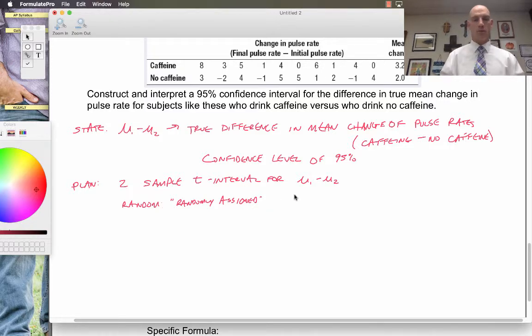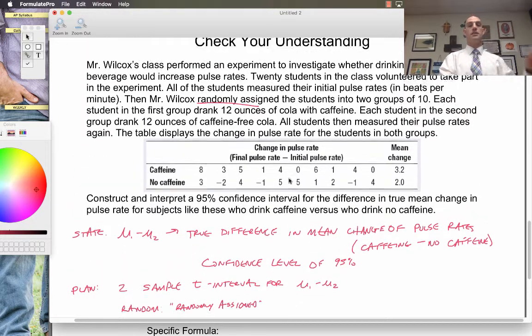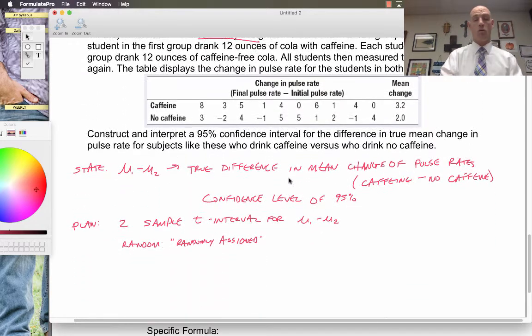Is it normal? Well, no, we don't see that anywhere it says normal. It's not necessarily stated as normal. It's not necessarily greater than 30. It's not greater than 30 in this case. So what we're going to have to do is sketch a picture to show that there's no strong skew or outliers. Let's just go and do it.